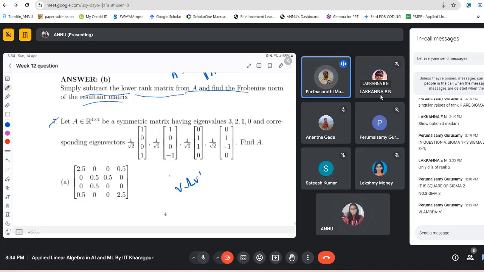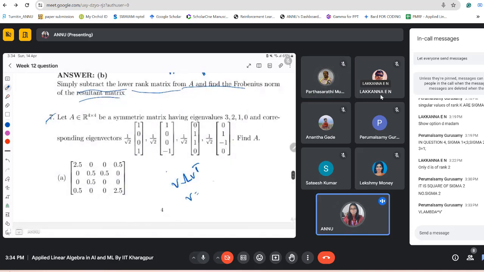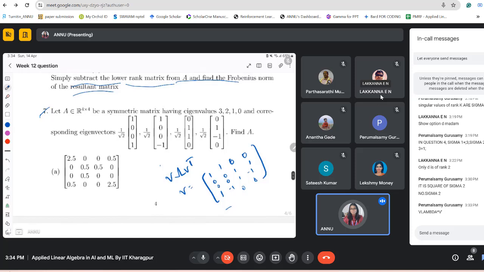Okay, question number 8. Consider the data given in Q7. Find the nearest rank 1 approximation to A. So what was that? Sigma 1 U1 V1 transpose, or lambda 1 U1 V1 transpose, or say lambda 1 U1 U1 transpose, because this is a symmetric matrix.